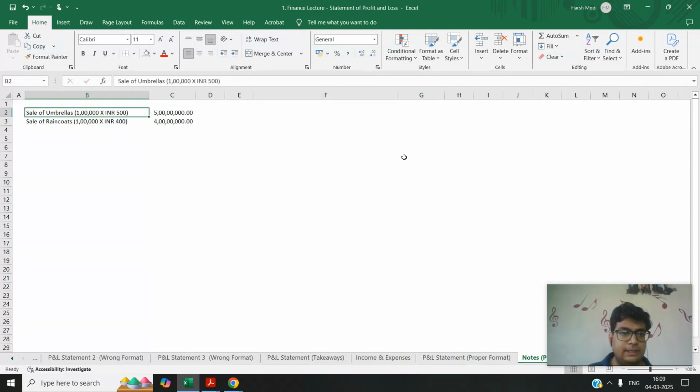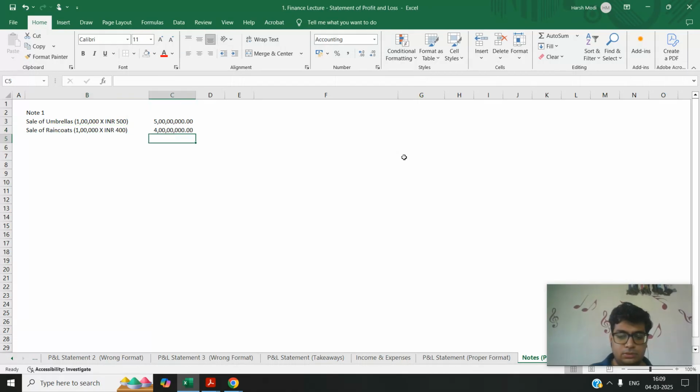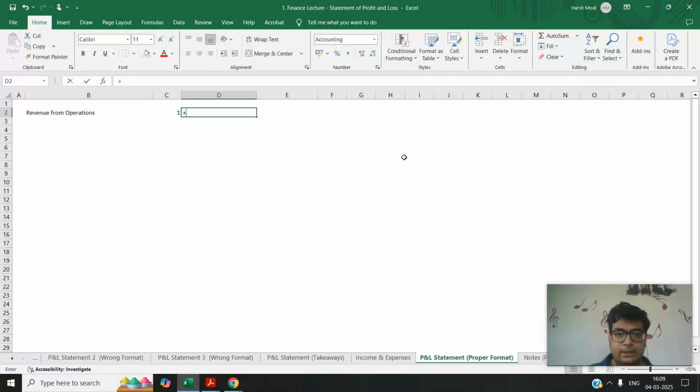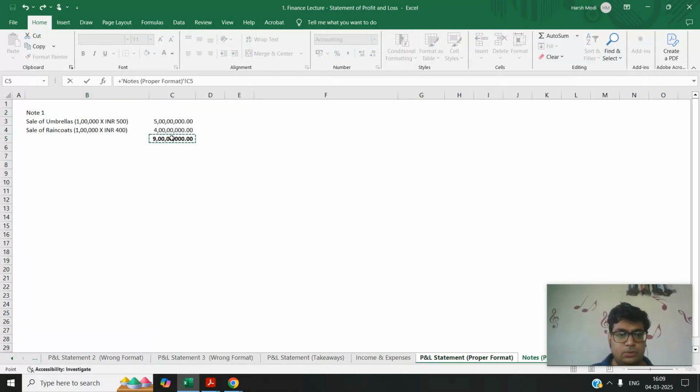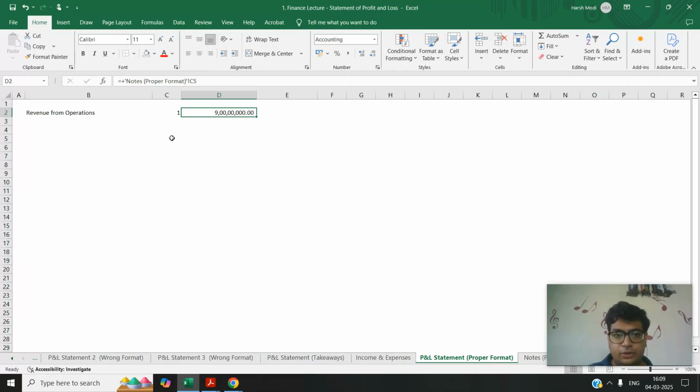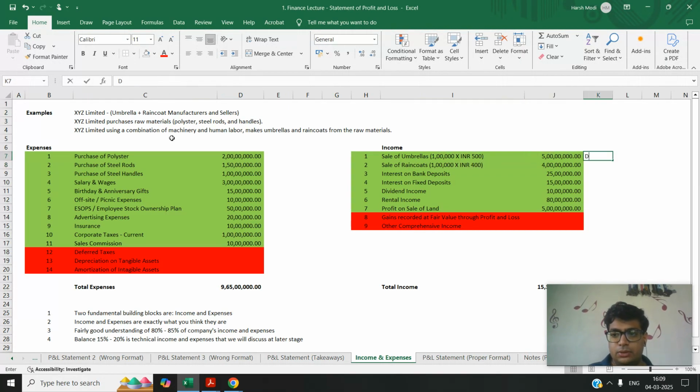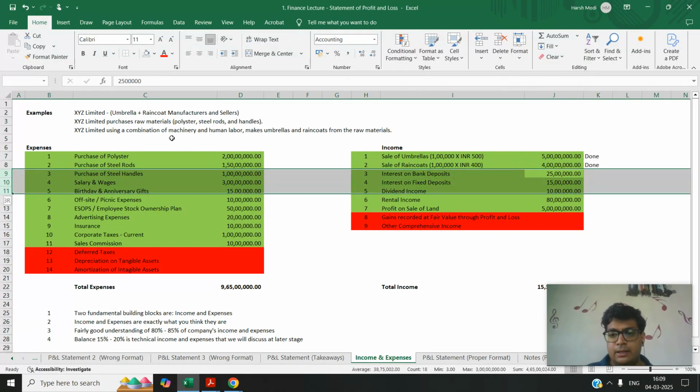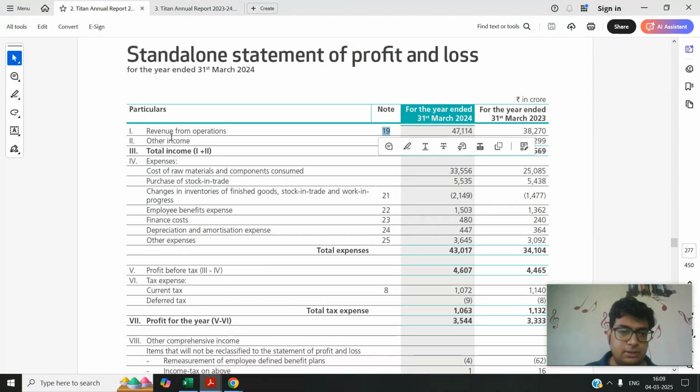So let me just write here note 1, and here we go. This is our revenue from operation. And just so that we do not lose track of the items that we have translated in proper format, I'll also mark done here. Now let's move on to the next heading. Next heading is other income.